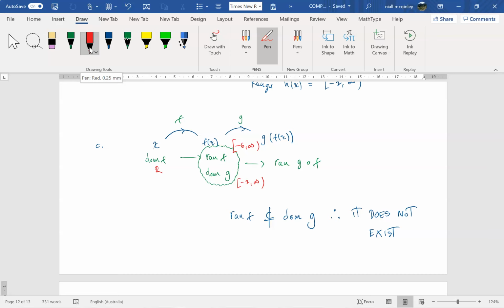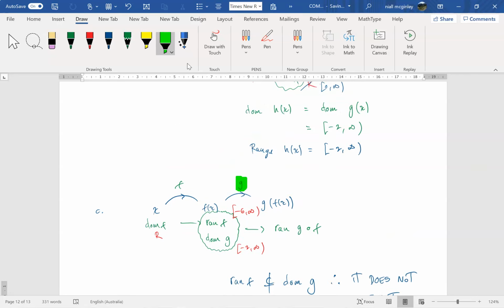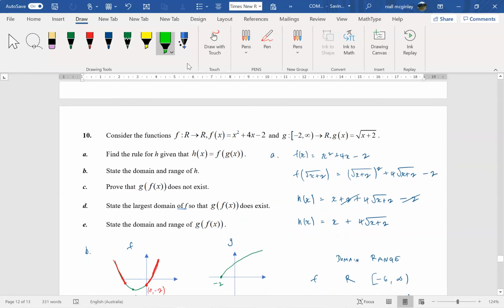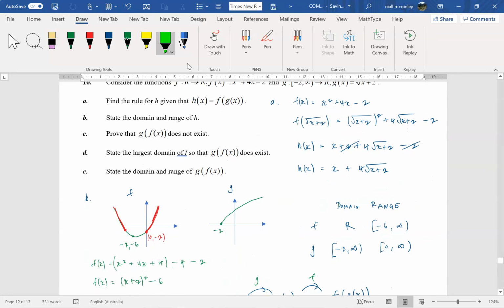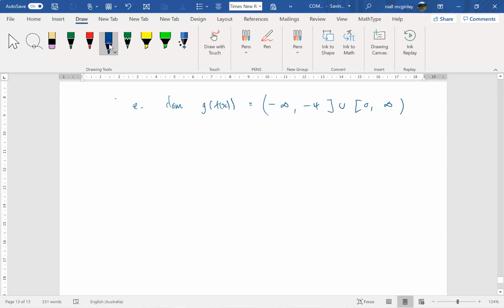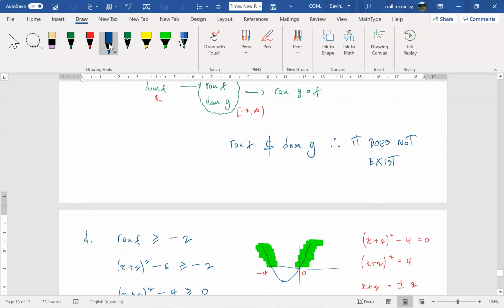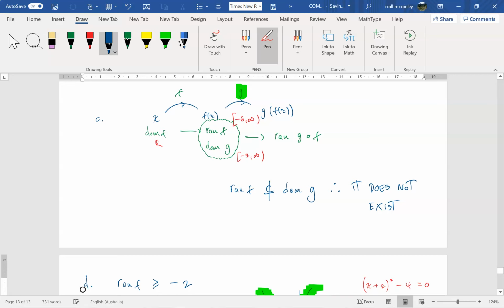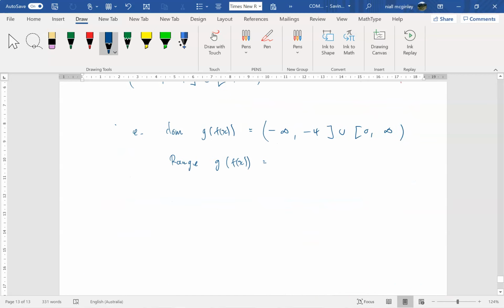Then, to get the range, we just look at this part here, g. If we look at the graph of g for the domain of -2 to infinity, the range is going to be 0 to infinity. So for this one, it's not too much work. The range of g of f of x is just going to be the same as the range of the second part of the function, which was g, which was 0 to infinity.